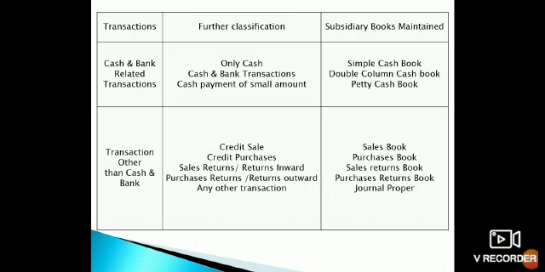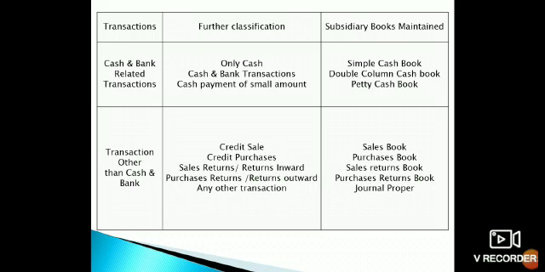Sales return or return inwards will be entered in the sales return book. Purchase return and return outward will be entered in the purchase return book. All the other transactions will be journal proper. So children, it is very simple for you to understand.